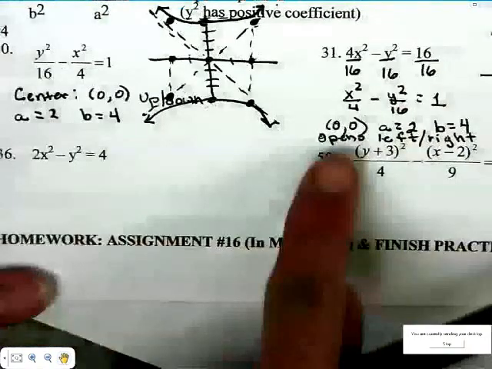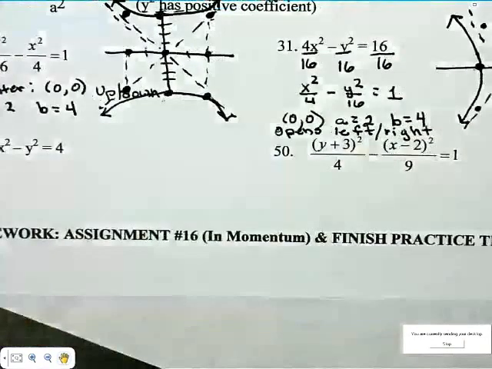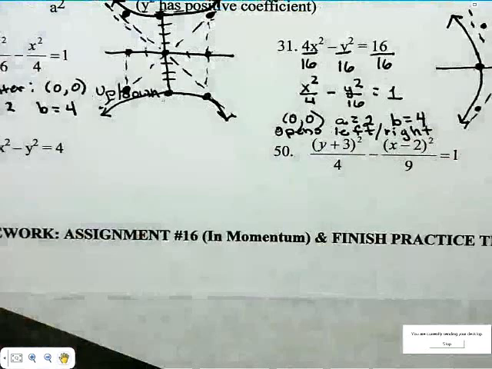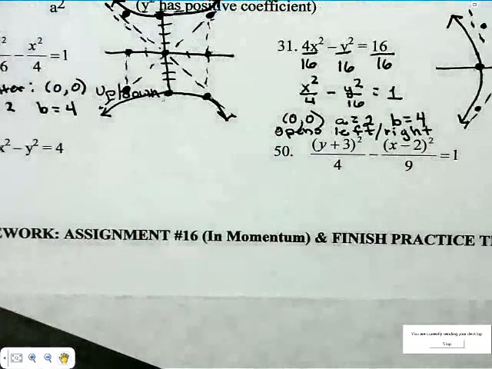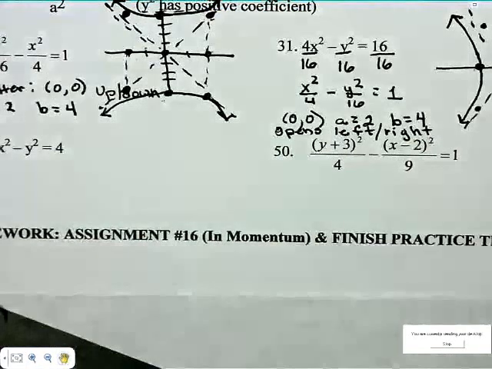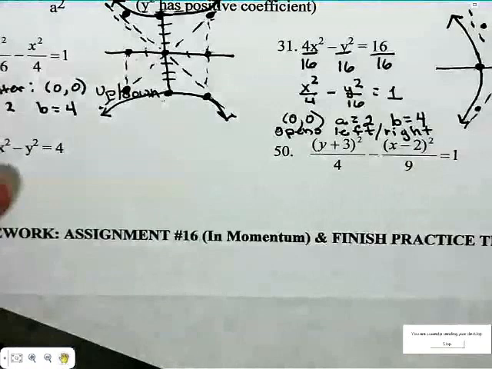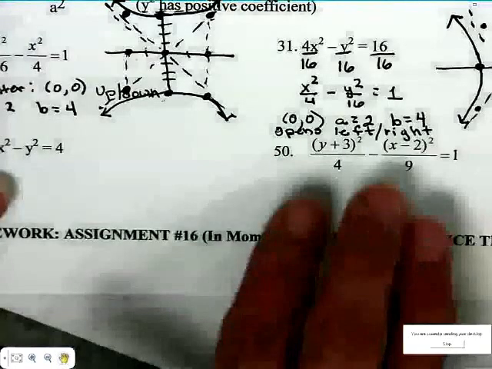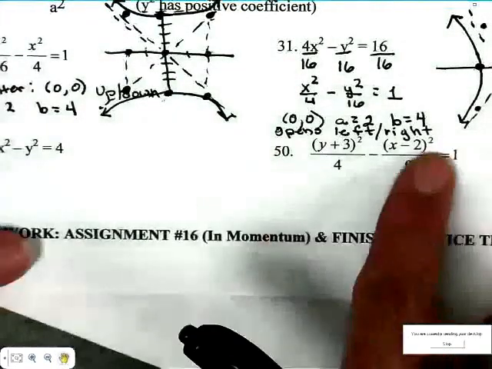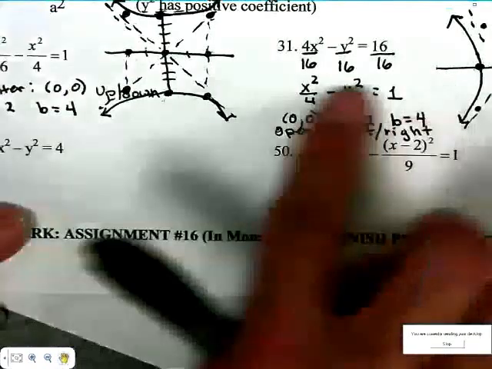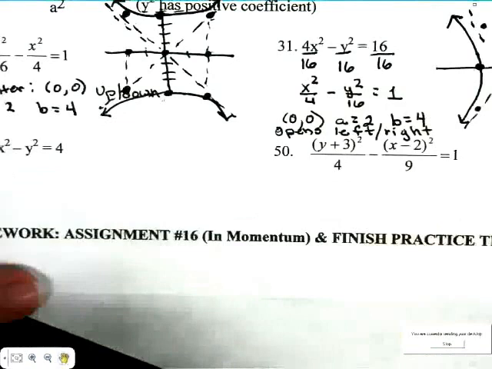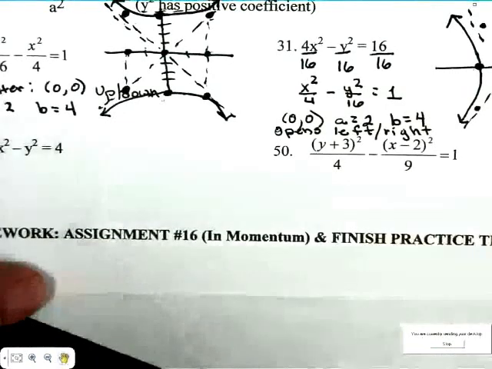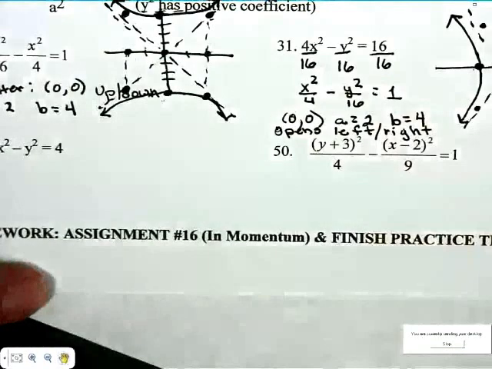I had mercy on you. You're not going to have any hyperbolas in general form where you have to complete the square to get the center, the A and the B. All the hyperbolas in the homework either already have a 1 on the right-hand side, or it just takes one step to get the 1 on the right-hand side, but you don't have to complete the square. So number 50, be careful about order.